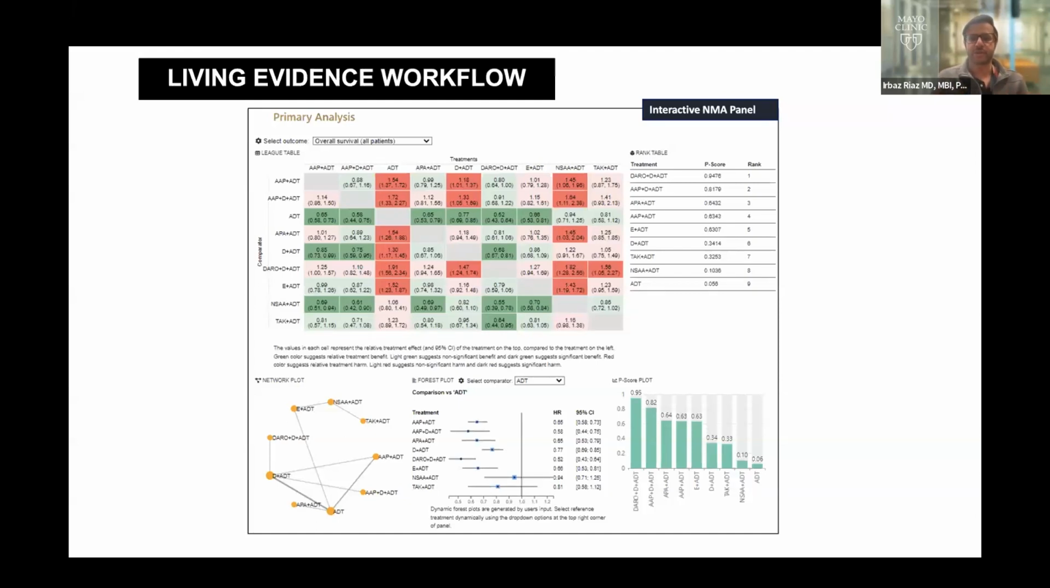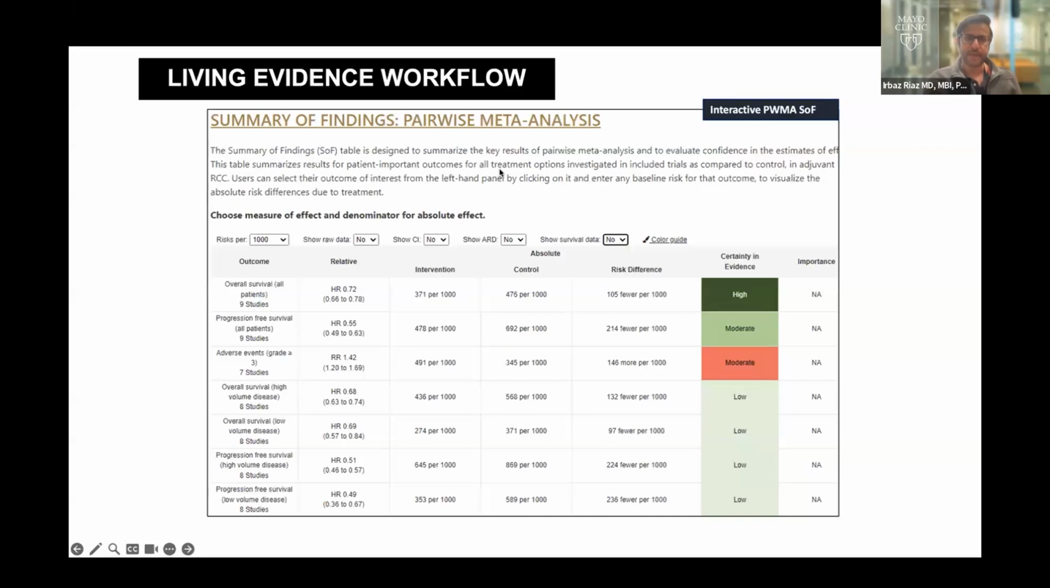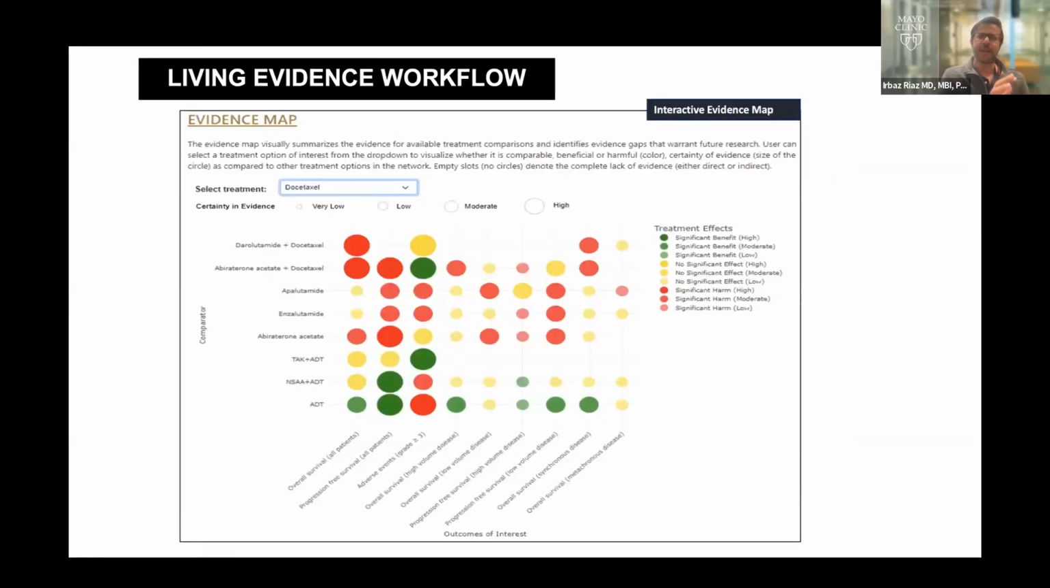So we have created those tables and figures, and guideline creators can interact with these tables and figures on the website. And then we have a summary of findings table, which outlines all the endpoints of interest for a particular guideline. And then we have relative and absolute magnitude of benefit and toxicities listed all in one table. And then we create an evidence map of where the evidence is coming from, and where the gaps are.